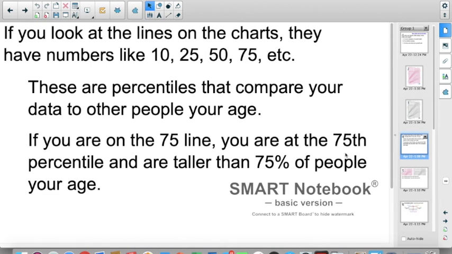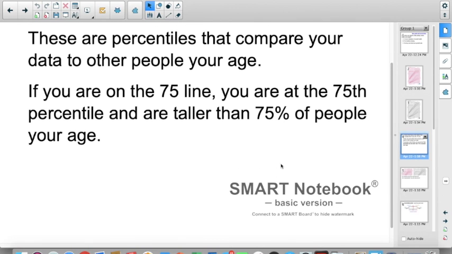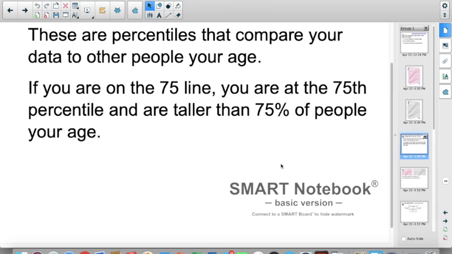Okay? So that is a very tricky concept to wrap your head around. It's abstract and it can be very confusing. So you just got to be careful. You got to really take a step back and understand what it is that percentiles are.